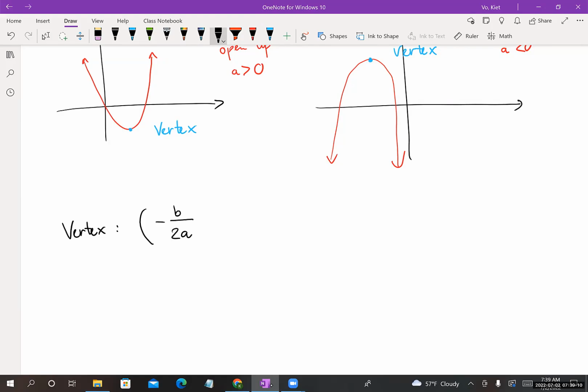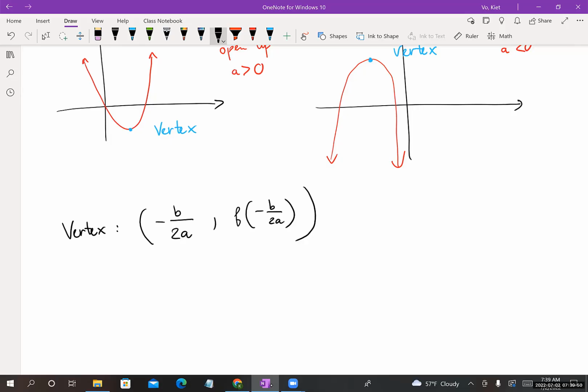Now, once you get the x coordinate, to figure out the y coordinate, you just have to plug this negative b over 2a into the function. So it's going to be f of negative b over 2a. So this is how you figure out the vertex if you have the function written in the form ax squared plus bx plus c, which is the general form for a quadratic function. Now you might be wondering, how do we get this negative b over 2a for the x coordinate?